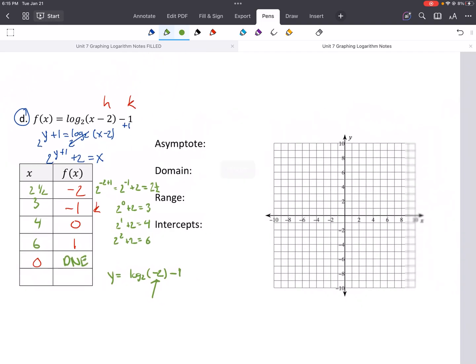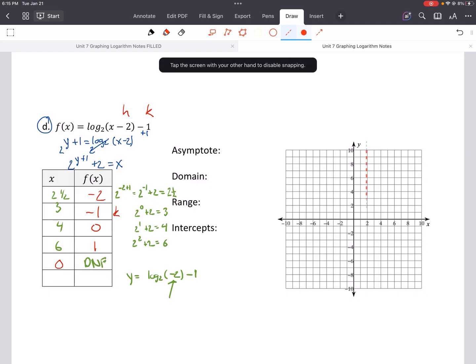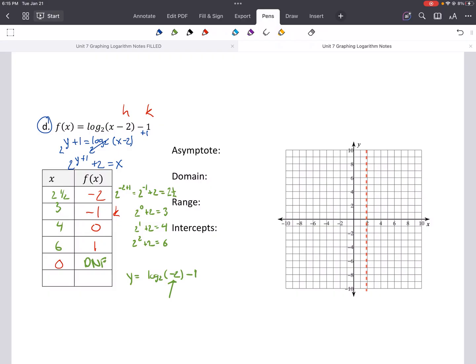All right, let's plot these values. Our asymptote will be at negative 2. Sorry, try that again. Positive 2. So that's why we can't have a y-intercept. Okay, and then we'll plot, let me write that down. So again, it's x equals h, so x equals 2.